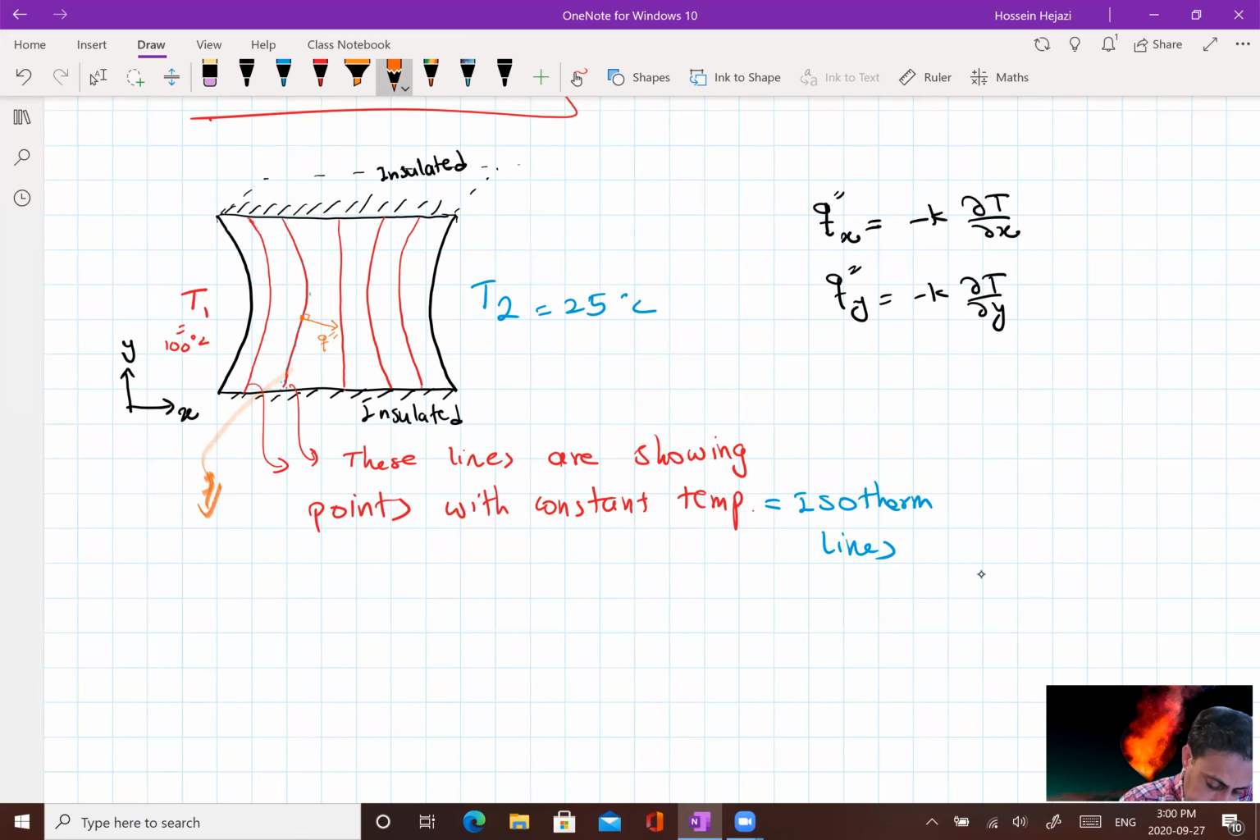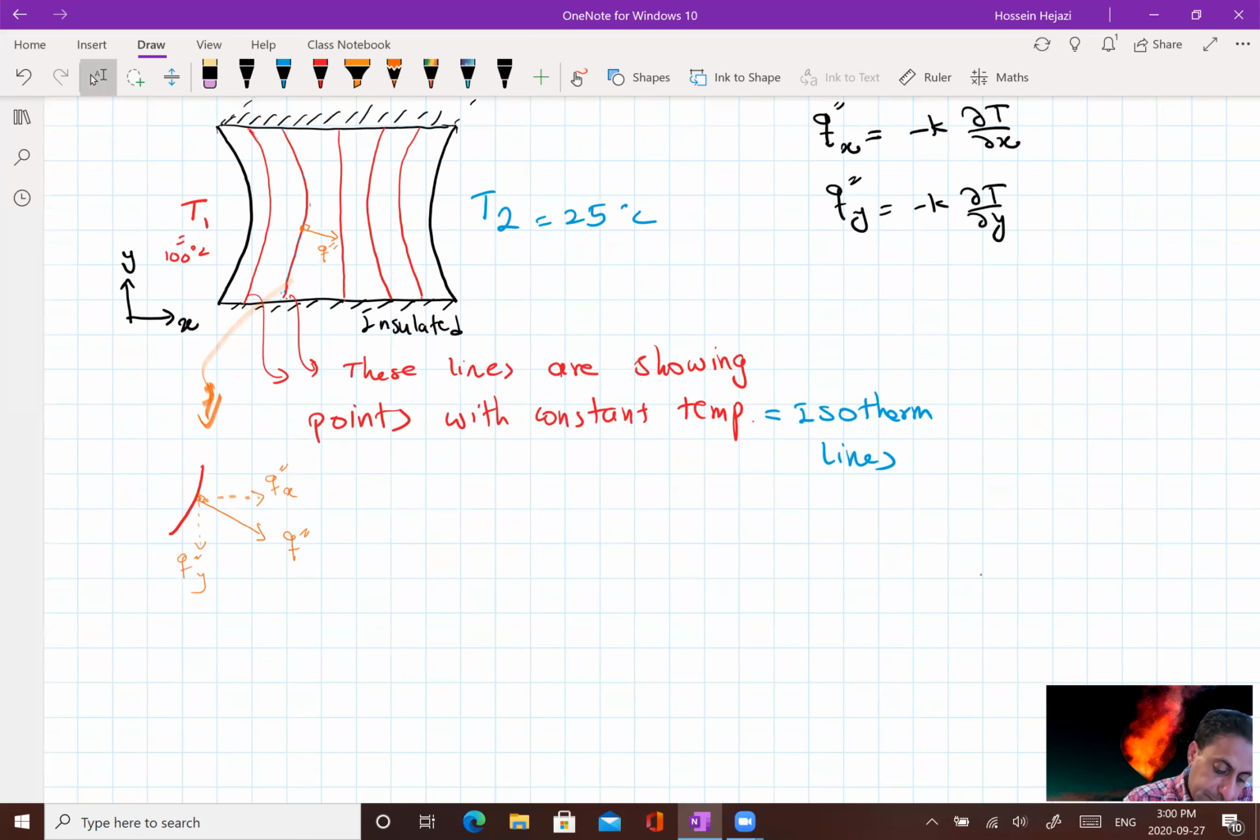This is going to give me the vector q double prime or q, and if I just want to exaggerate that one here, let's say you have this surface and it's going to be q double prime. This is always going to be normal to that, and it has two components, q double prime x and q double prime y, that we can find from here.